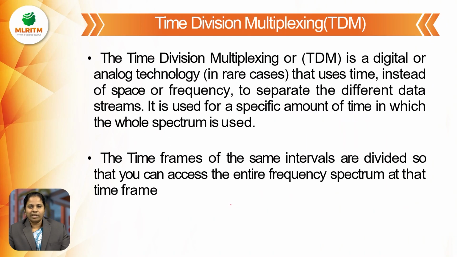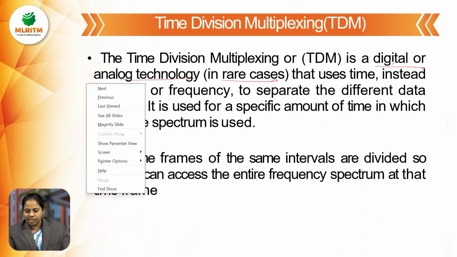Next, the second one is TDM, time division multiplexing. Time division multiplexing is a digital or, in a few cases, analog technology. In rare cases it is analog, but usually it is digital.